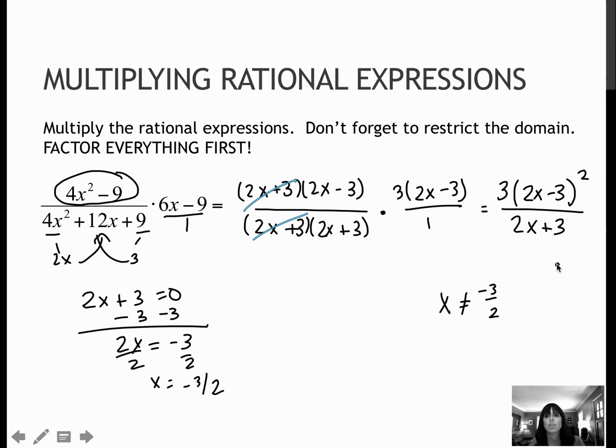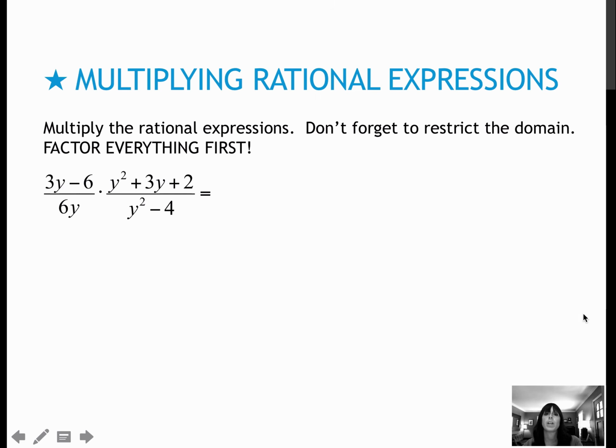Be very careful on this. I have a lot of students who try to reduce these two 3's. This 3 is a factor. Notice it's being multiplied by things. This 3 is not a factor, it's just a term. It's not being multiplied by anything, so it would have to be something that I have pulled to the outside to be a factor. Try this one on your own and then press play to see how you did.